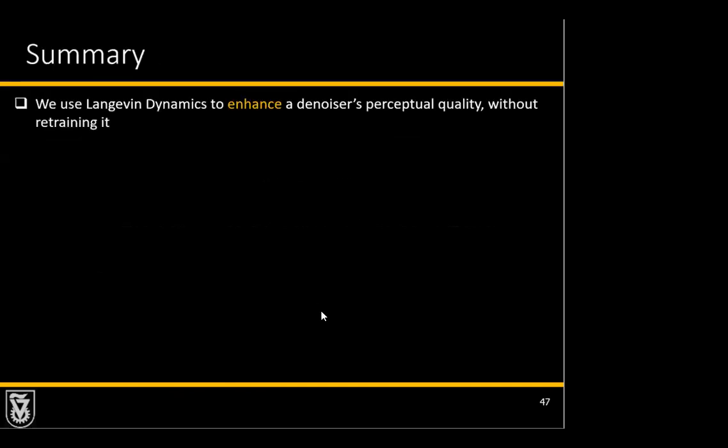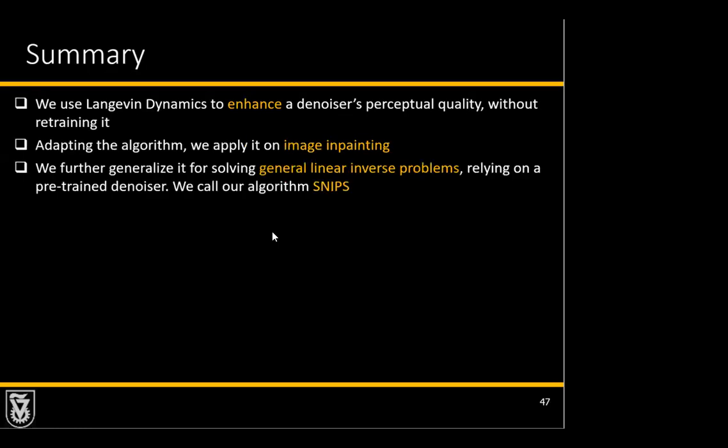So to summarize, we've seen the annealed Langevin Dynamics algorithm, and we used it, first of all, to enhance the denoiser's perceptual quality without pre-training it. Notice that across all this lecture, we did not train anything. We used a pre-trained image denoiser and used it for all these tasks, starting with denoising and high perceptual quality denoising. Then we adapted it and applied it on image inpainting. Then we further generalized it for general inverse problems. And we call our algorithm SNPs.